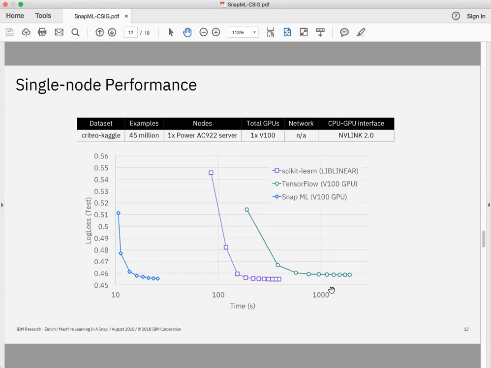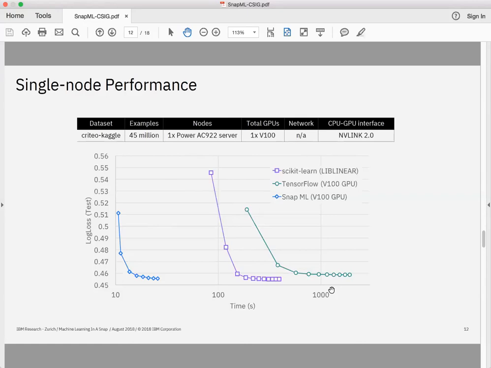So first, we look at the single node performance on the smaller data set, the Kaggle competition. We use a Power 9 server for this analysis, and we use a single V100 NVIDIA GPU. We compare scikit-learn and TensorFlow and SnapML. On the x-axis is the training time, and on the y-axis is the logistic loss, which you can think of like a measure of accuracy on the test set, so on the holdout data.